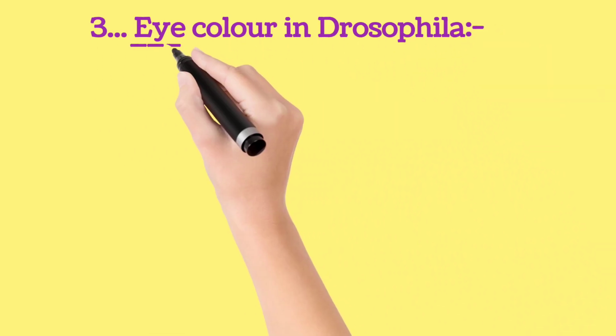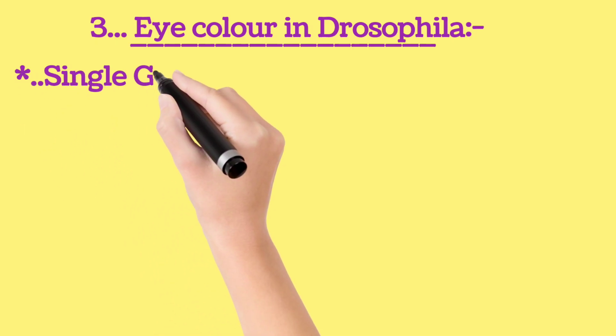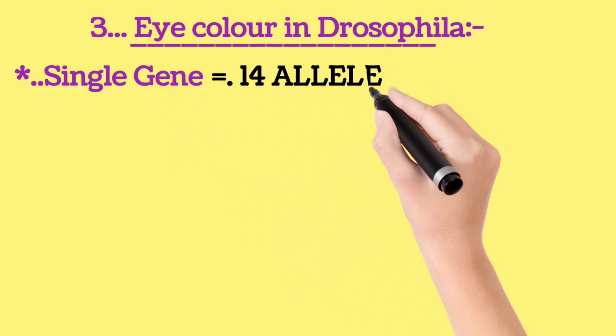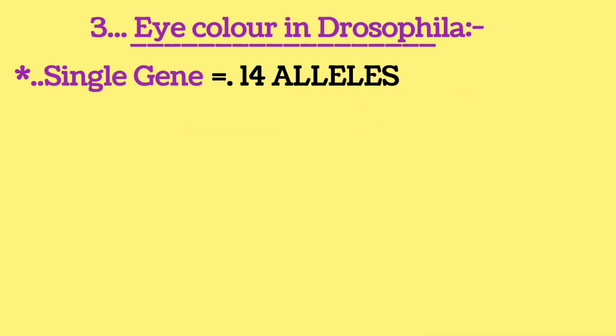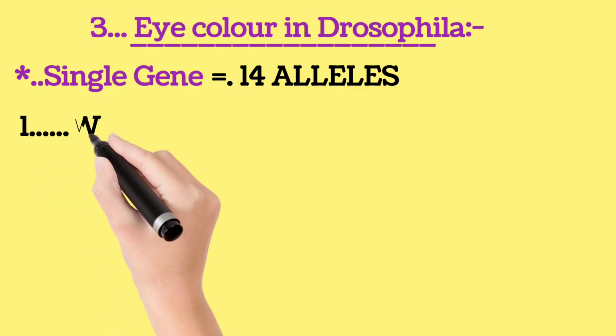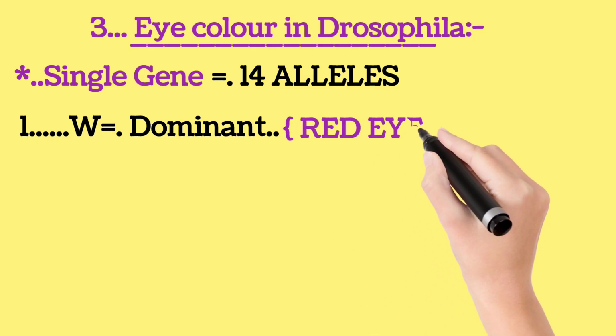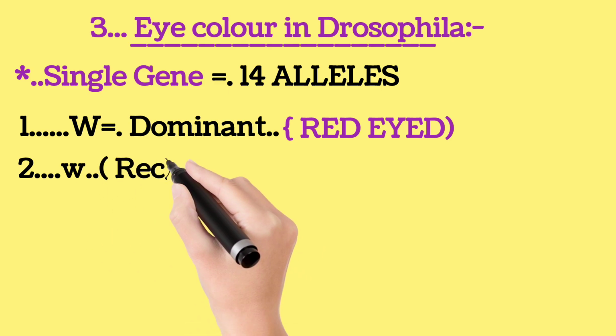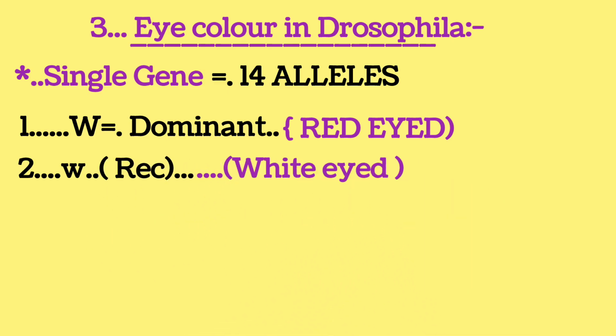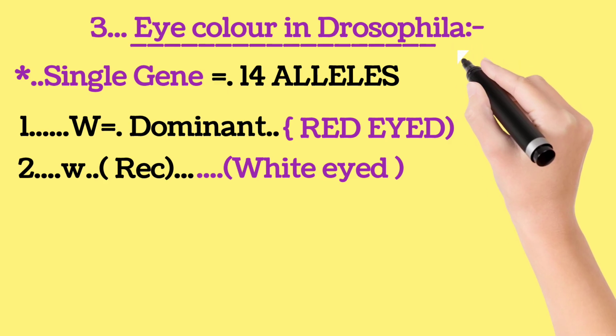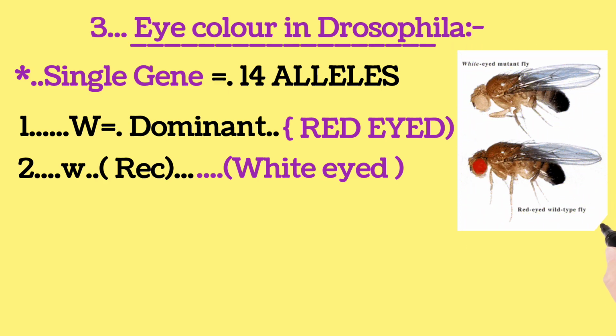Now coming to the last part of the story, the last example, eye color in Drosophila. The character of eye color is controlled by a very important gene. It has 14 alleles. Let me write it here. Number 1 allele used here is capital W. It is a dominant allele. This W allele gets expressed and forms red eye Drosophila. Second one is small w. It is a recessive allele. It forms white eye Drosophila as shown in the diagram.